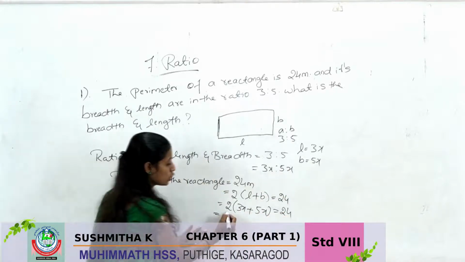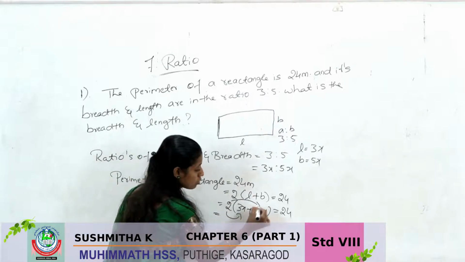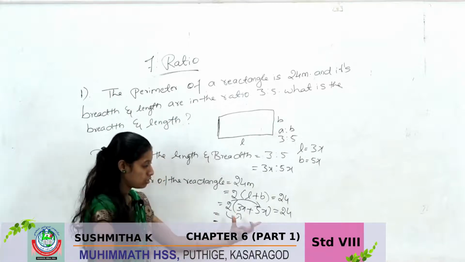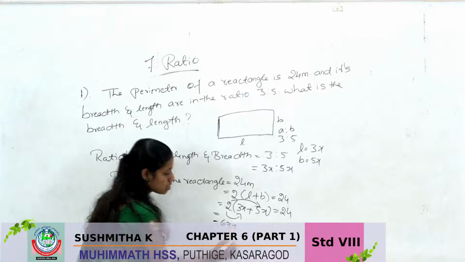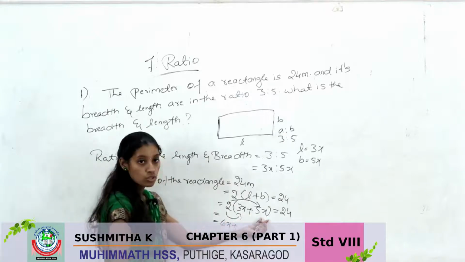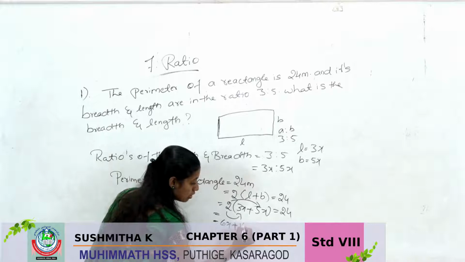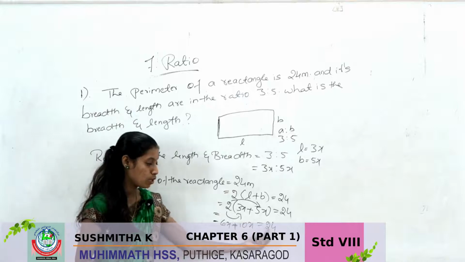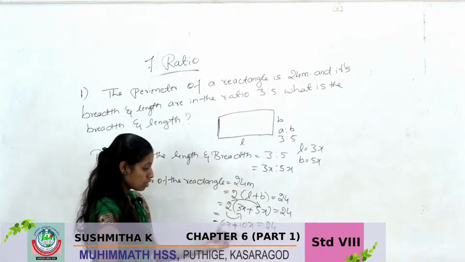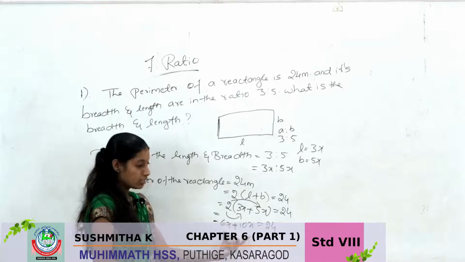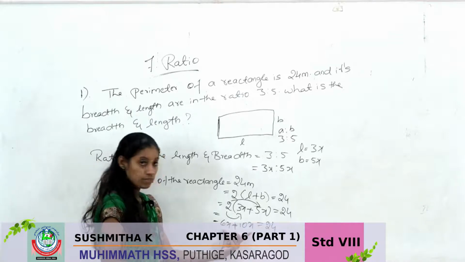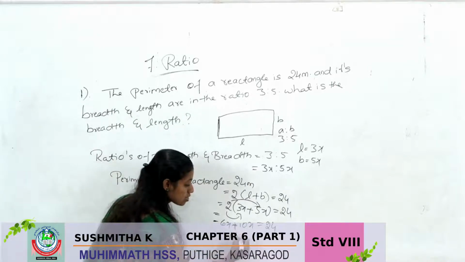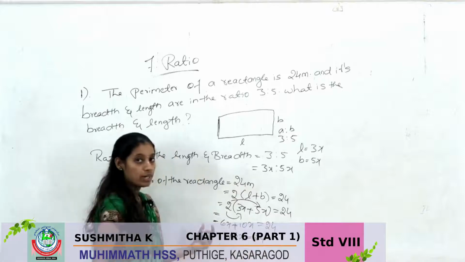So here we should multiply the numbers as 2 into 3x, right? 6x plus 2 into 5x, that is 10x, is equal to 24. So 6x plus 10x is equal to 24. Here we should add these two. Then we will get 6x plus 10x as 16x is equal to 24.